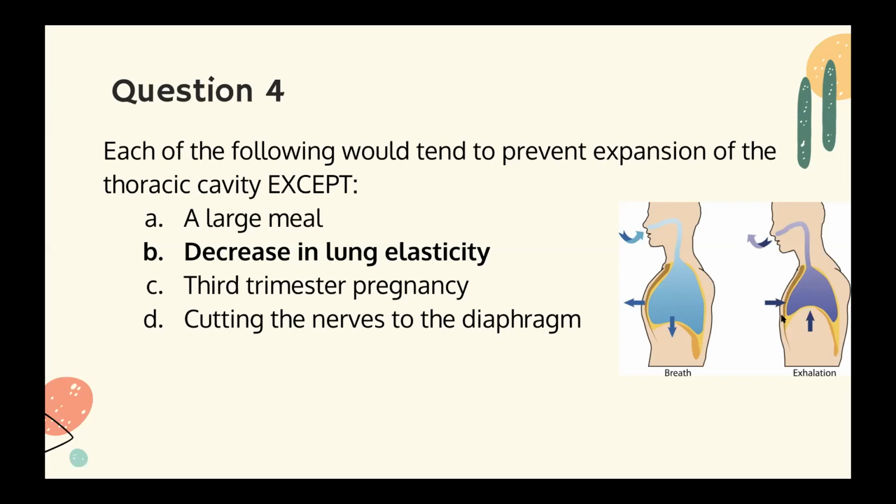So decreasing lung elasticity won't actually prevent expansion of the thoracic cavity. So again, to be quite honest with you, I wasn't entirely confident with the answer choice B, but eliminating A and C, which are similar to each other, and D will help answer this type of question. And sometimes you'll come across questions like this on the MCAT. Does that make sense?